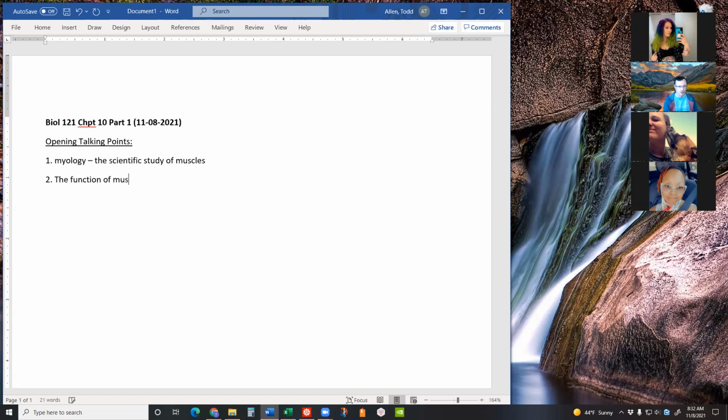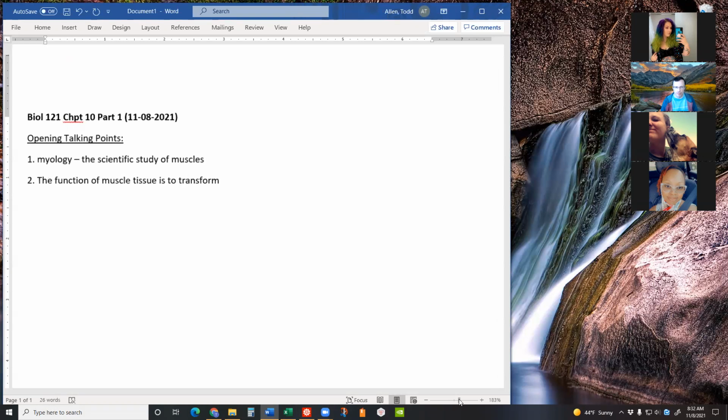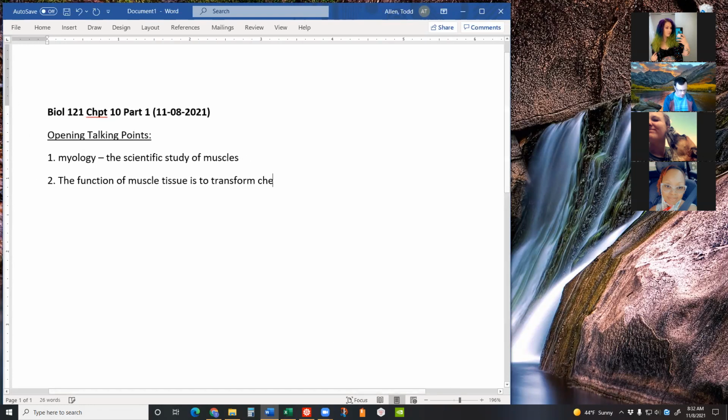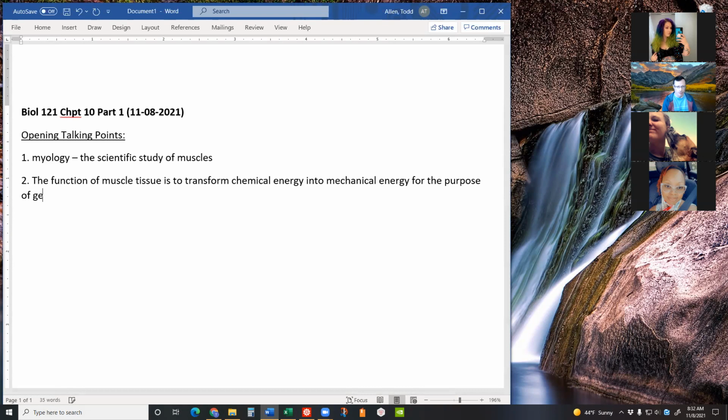The function of muscle tissue is to transform chemical energy into mechanical energy for the purpose of generating force to perform work, like moving a bone. Okay, that's the big deal about muscle tissue.